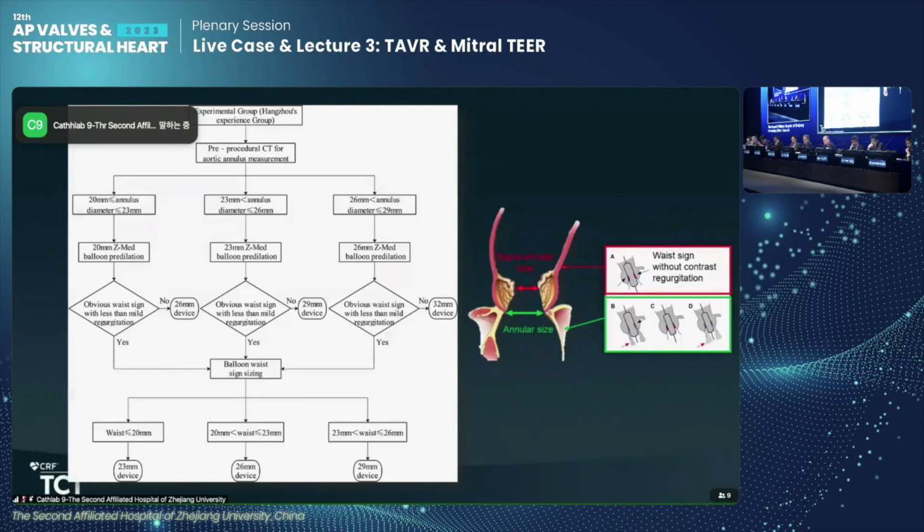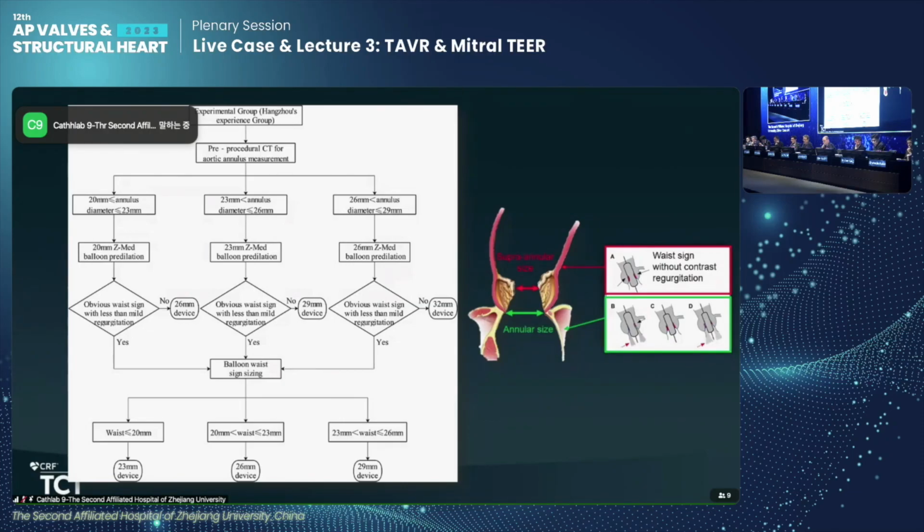We still select the 23. It's 23, yes. Balloon size: if the patient's annulus is about 26, less than or equal to 29, we select a 26 balloon as a pre-dilatation balloon.